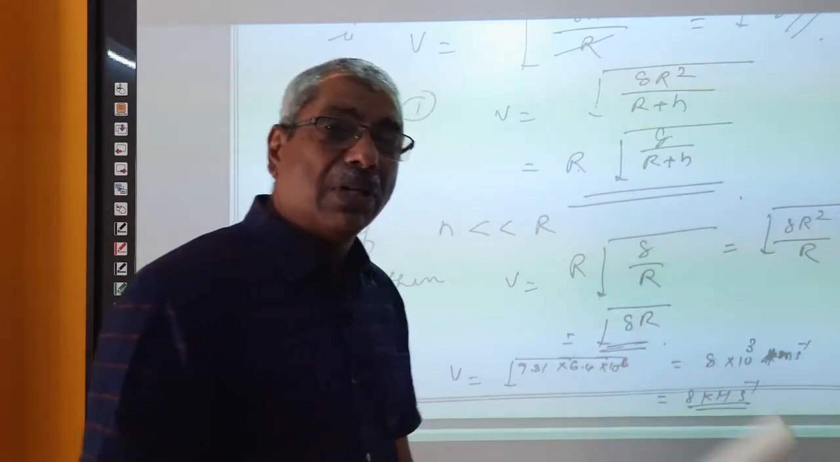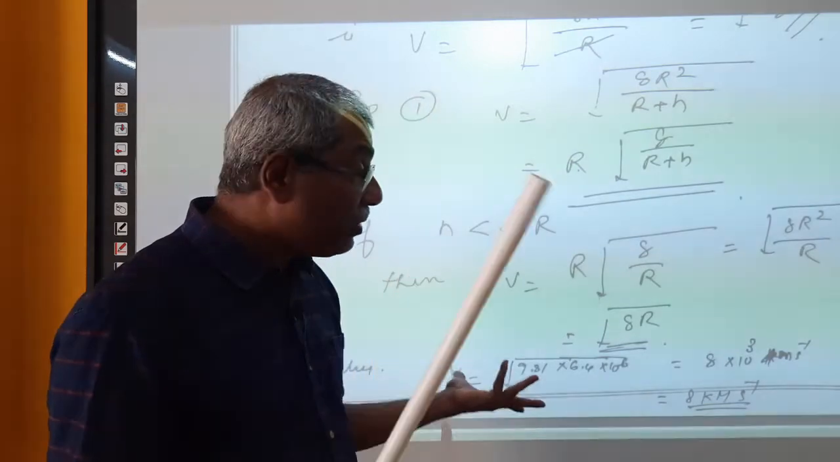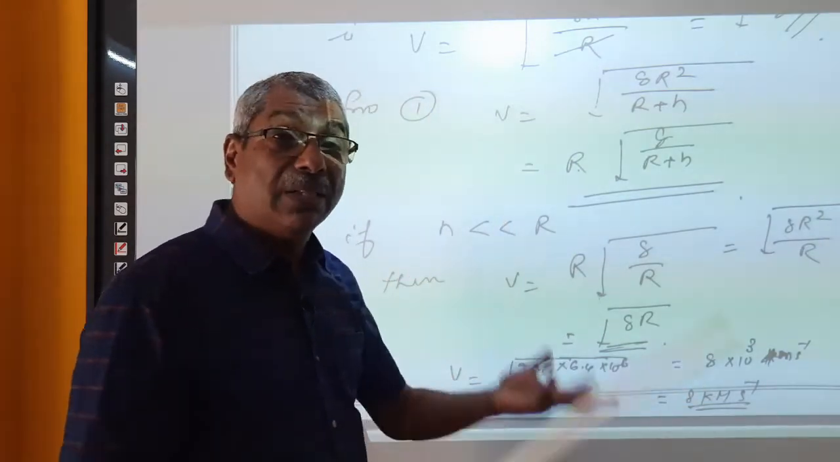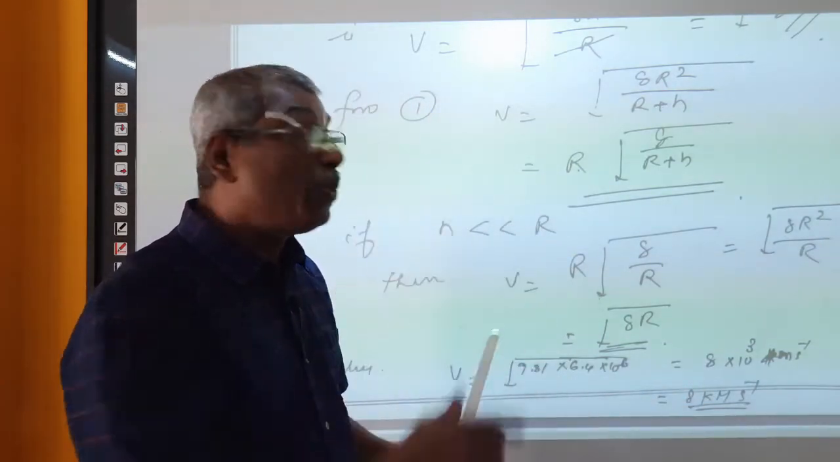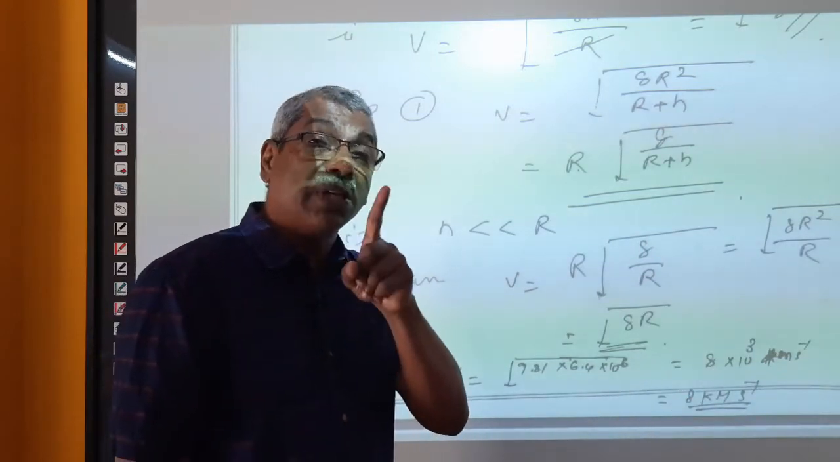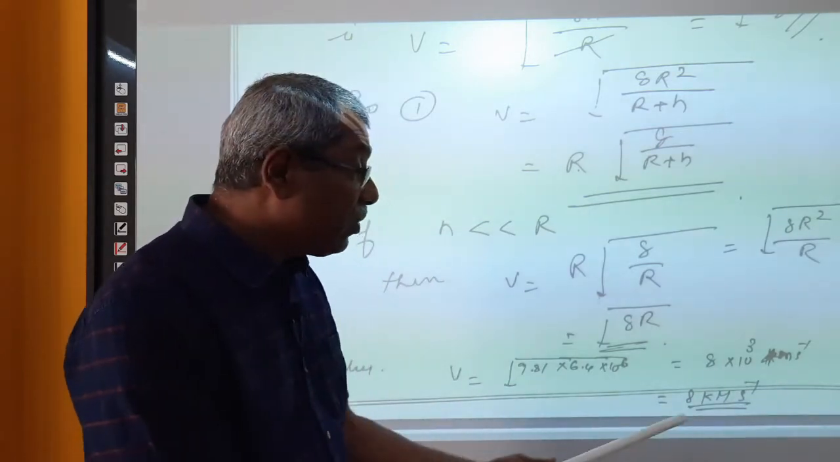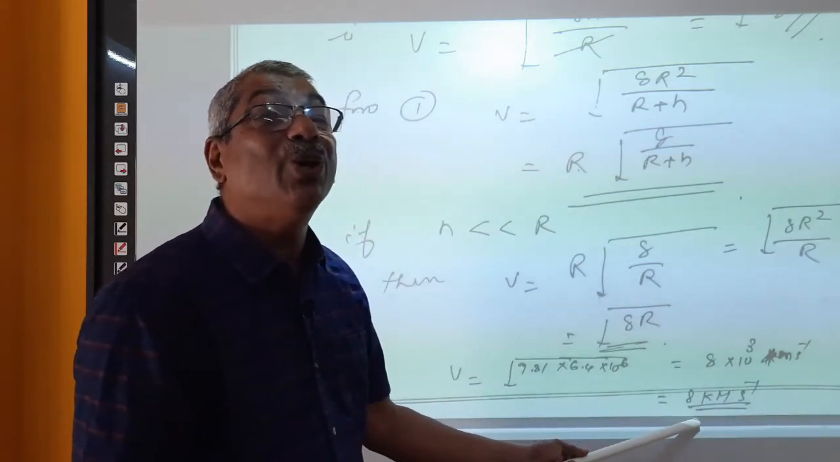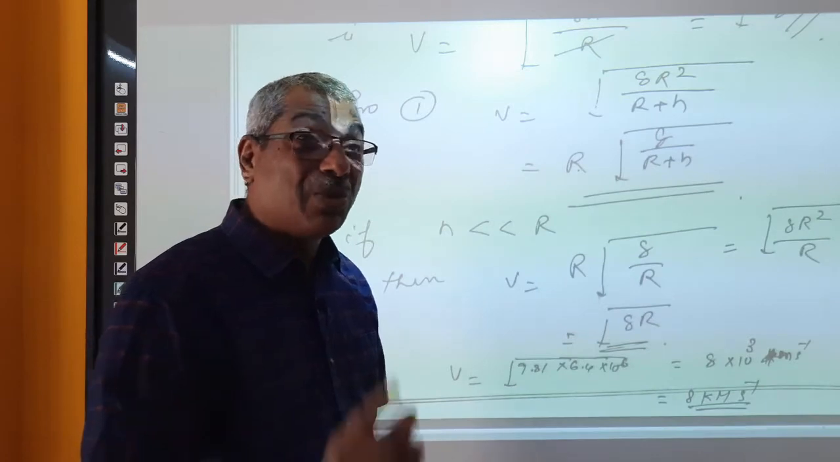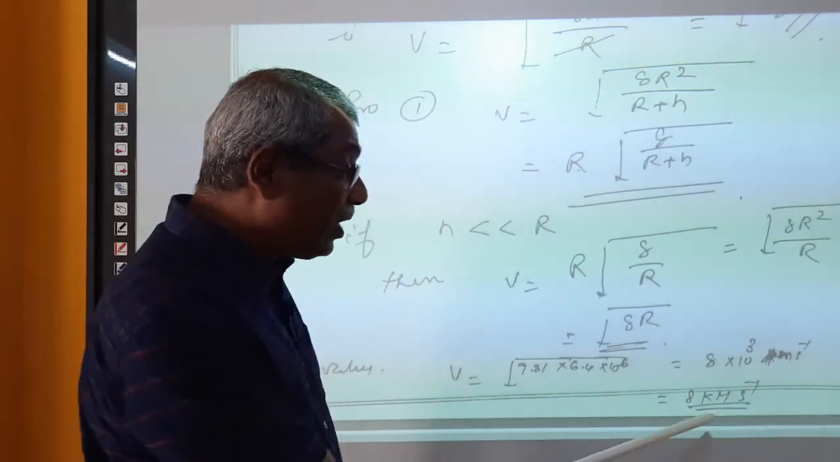Any satellite very close to the earth moves with a very high speed, which is surprising. How much is it? 8,000 meters per second. In 1 second, it will travel 8 kilometers. Satellite motion in a circular path is a very speedy motion. So this is a very interesting thing.